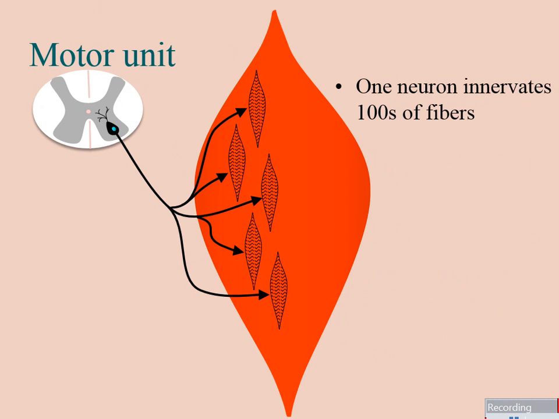Okay, so when we're recording an EMG, one thing we're interested in is motor units. One neuron in a muscle like the leg is going to branch and innervate hundreds of individual muscle fibers. You know, extraocular muscles are 1-to-1, but most muscles have multiple muscle fibers innervated by a single nerve fiber.